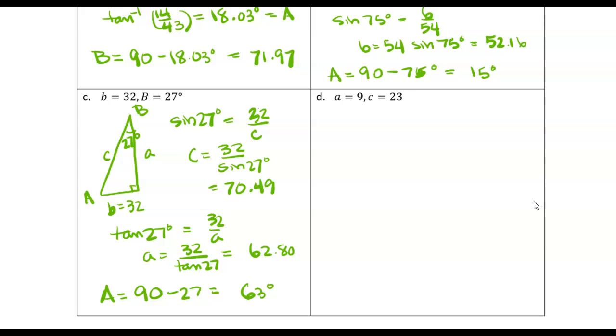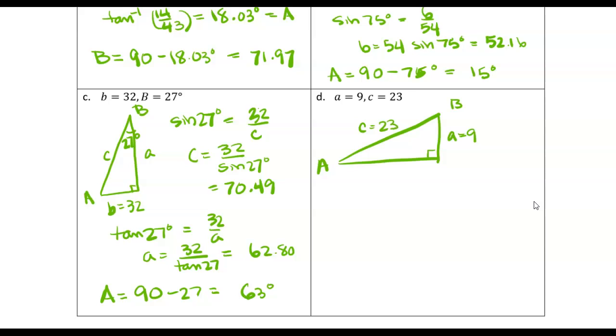All right, last one here. Let's draw another triangle. And in this one, we're given side A. Let me label the angles, and then I'll know what side A is. Okay, so we're given side A is equal to 9. We're given side C, which is the side opposite the right angle, is equal to 23.